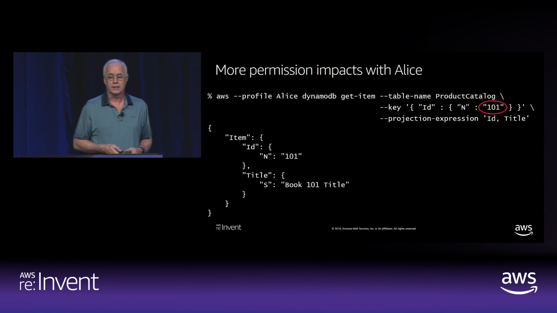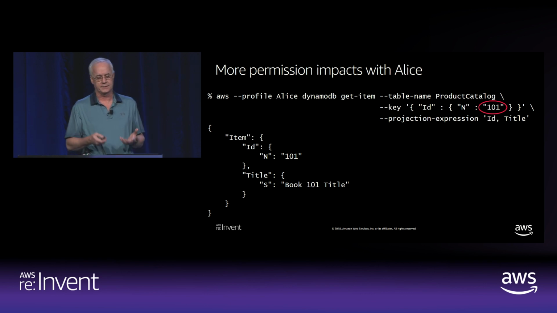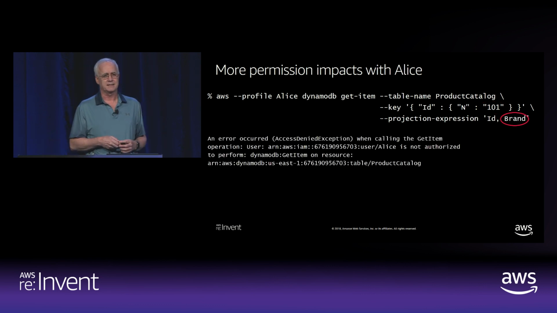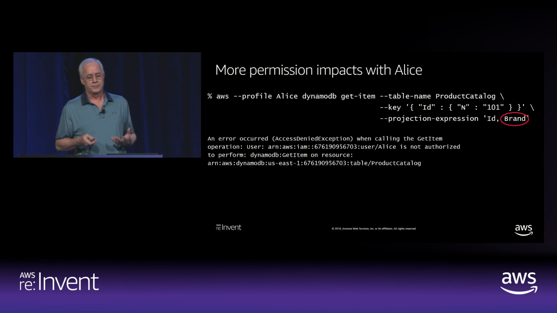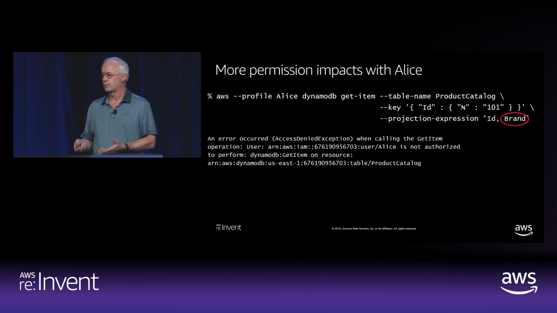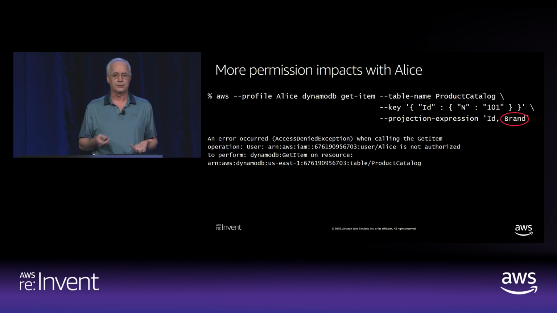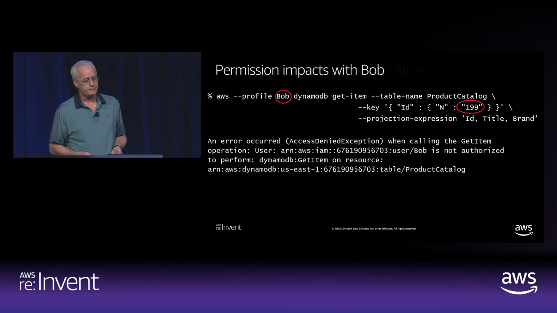If she tries to access record 101, everything works peachy keen. She gets back her record because she's accessing the records she's allowed to access and the fields she's allowed to access. If, on the other hand, she tries to access a field that she's not allowed to access, such as the brand, she gets an access denied on the brand because she's not allowed to request the brand field. She's only allowed to request the fields that are relative to books. Again, it doesn't matter whether there's actually a brand or not on the record. She's asking for brand, then she's not allowed to see brand.